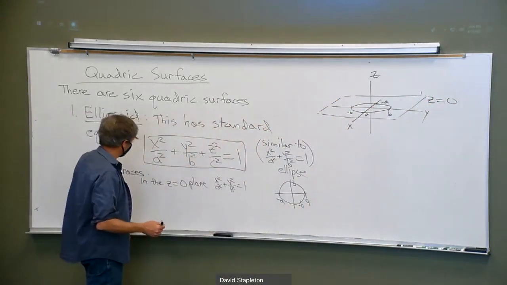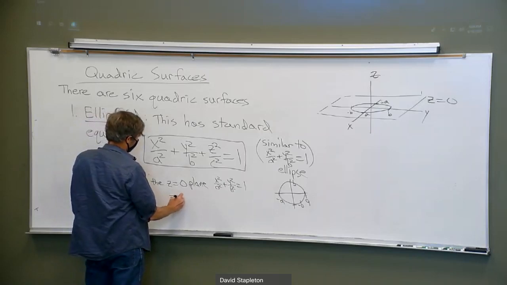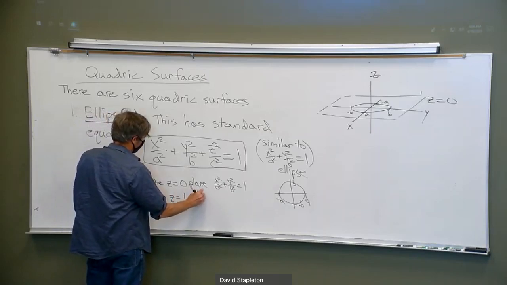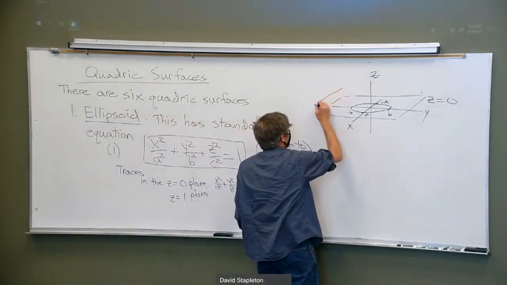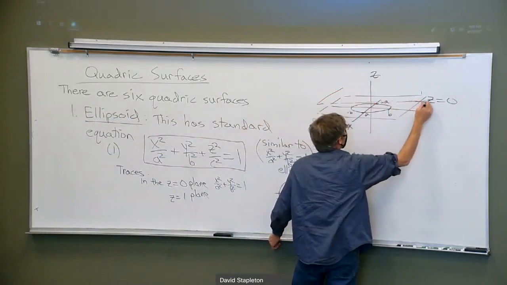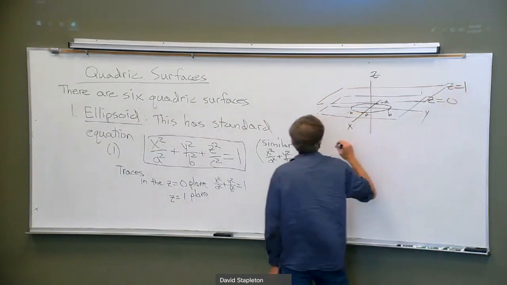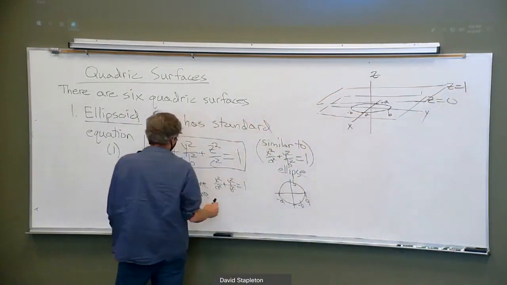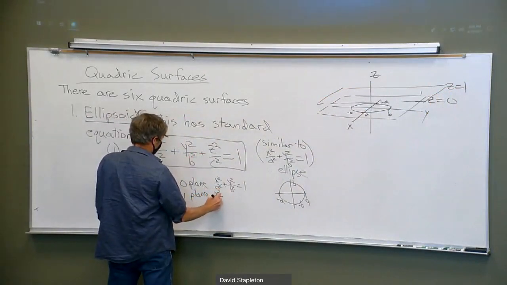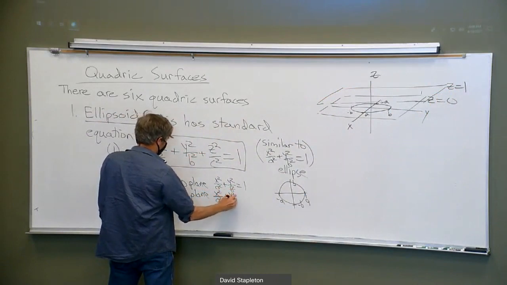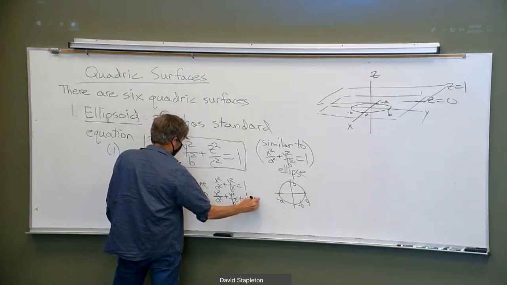Now I could try doing something else. I could try doing, say, the z equals 1 plane. I'll just move it up a little bit. What does that look like? Well, that's just one unit directly above this one. So I just slide up one unit. This plane, z equals 1, is parallel to the z equals 0 plane. I can consider cutting this again. Now what I get, if I put z equals 1, I've got x squared over a squared plus y squared over b squared plus 1 squared over c squared equals 1.